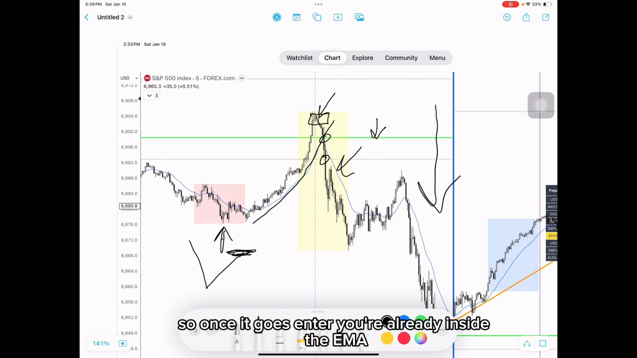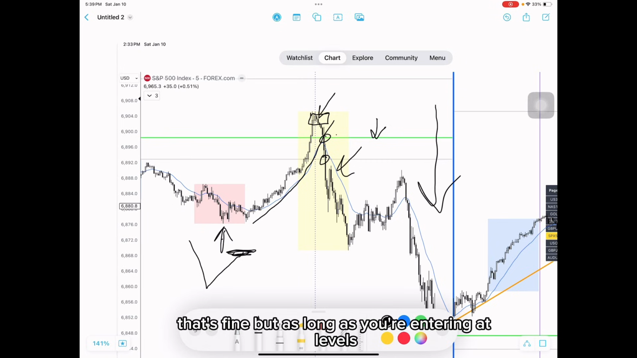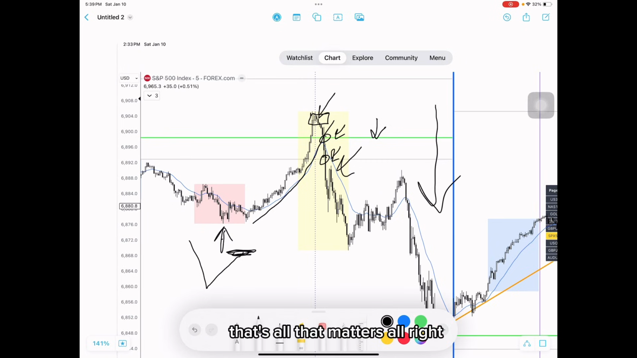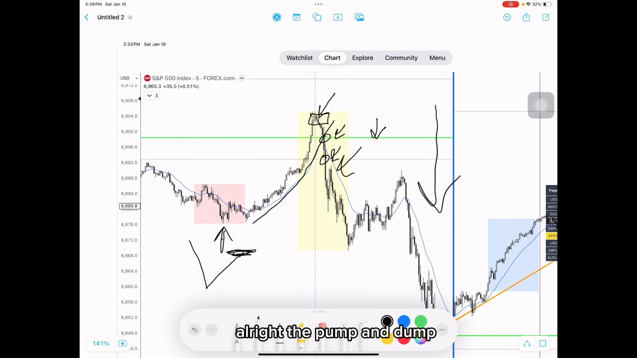You're already inside the EMA. If you're more comfortable inside the EMA, that's fine. But as long as you're entering at levels, that's all that matters. All right, so this is an example of an inside day for a sell setup. The pump and dump. Now I'm going to show you another example.